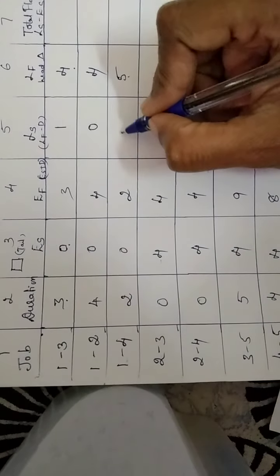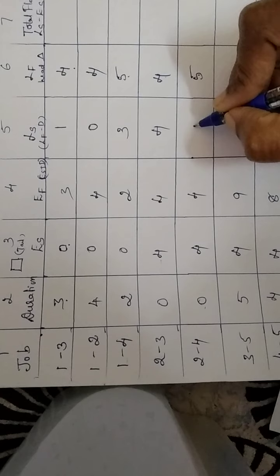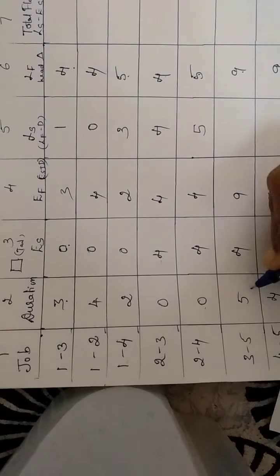Now what you should do is, after arriving at this, you will have to deduct the duration. So 4 minus 3 is 1, 4 minus 4 is 0, 5 minus 2 is 3, 4 minus 0 is 4, 5 minus 0 is 5, 9 minus 5 is 4, then 9 minus 4 is 5. So this is how this column 5 is arrived at.